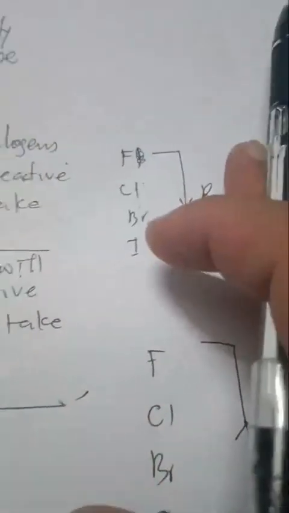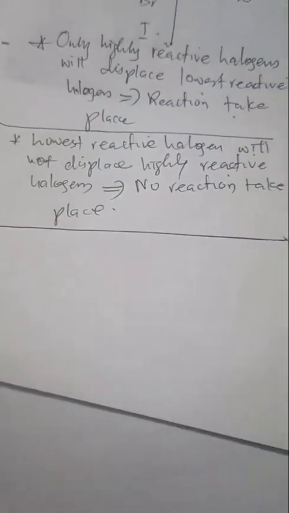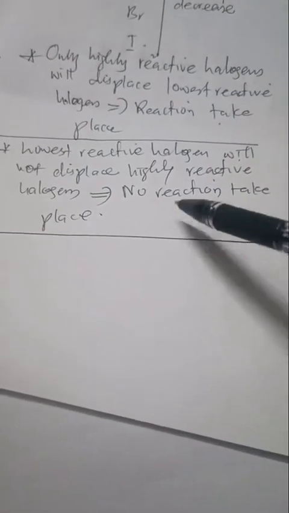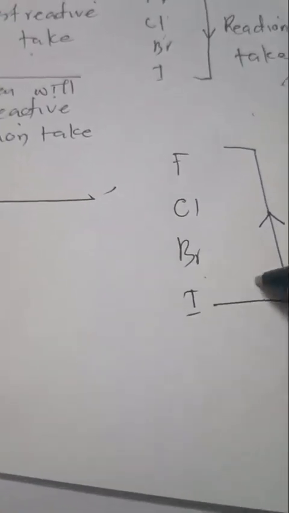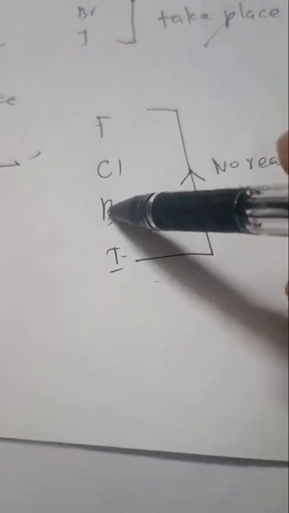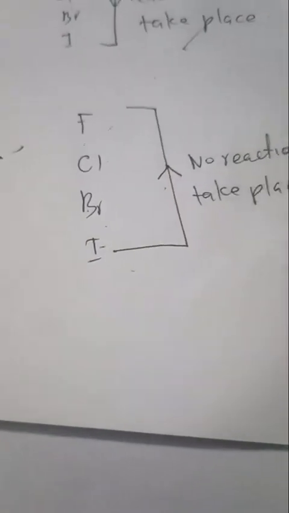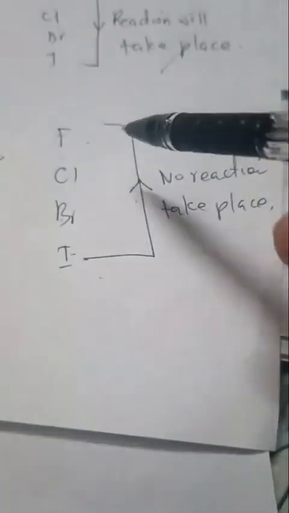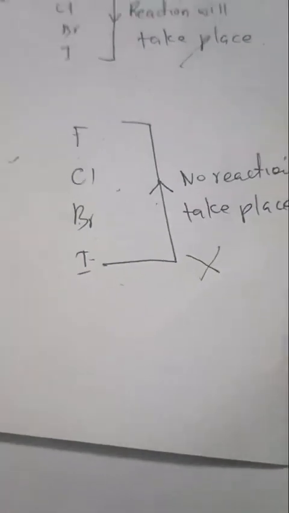This is what you need to keep in mind. On the other hand, the lowest reactive halogen will not displace the highest reactive halogen. So if a least reactive halogen tries to displace a highest reactive halogen, no chemical reaction will take place.